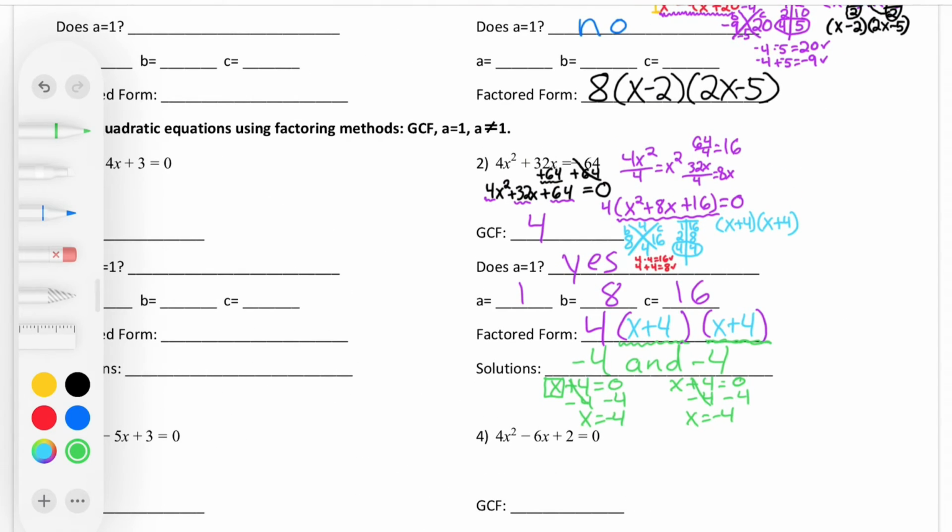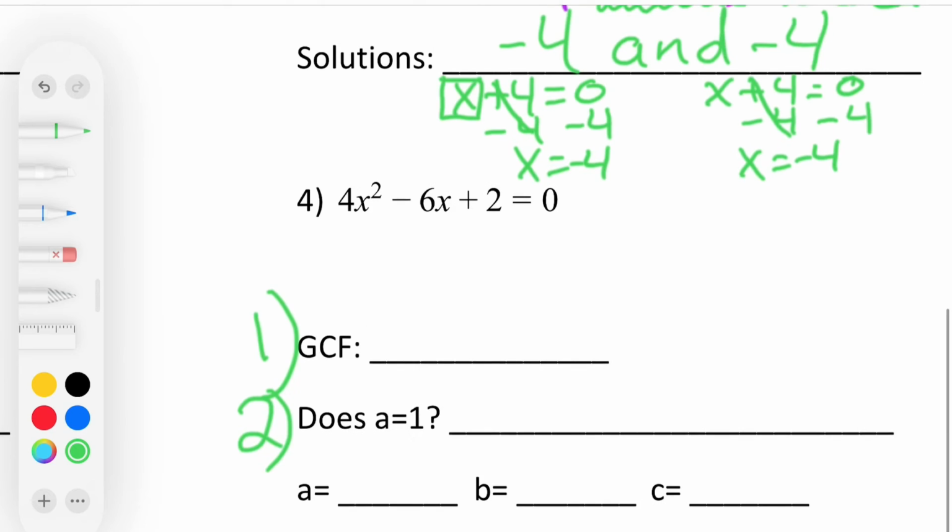So let's keep going, remembering that if you have a GCF, you have to do it first. Then you have to ask yourself, does a equal 1 after you factor out your GCF? If a doesn't equal 1, then you are sliding and dividing, then using your big X method. If it does equal 1 after factoring out a GCF, then you're going straight into your big X method.